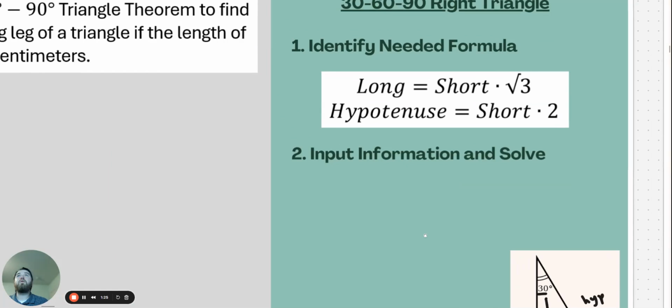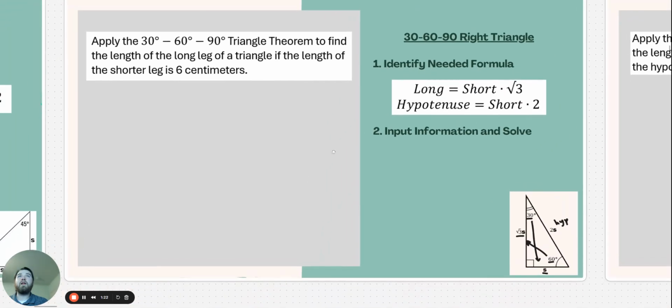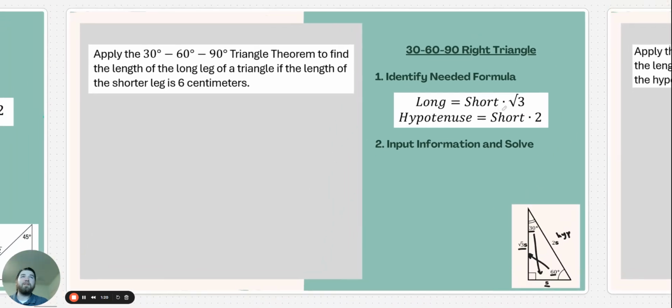Now, there's two formulas for it. One is that the long side is going to be your short leg times square root of 3. The hypotenuse is going to be equal to the short leg times 2. So that one's super easy. So on this, again, identify the formula. We've got the long leg that we're trying to find, and we've got a short leg that we have. So that's what we're going to use.